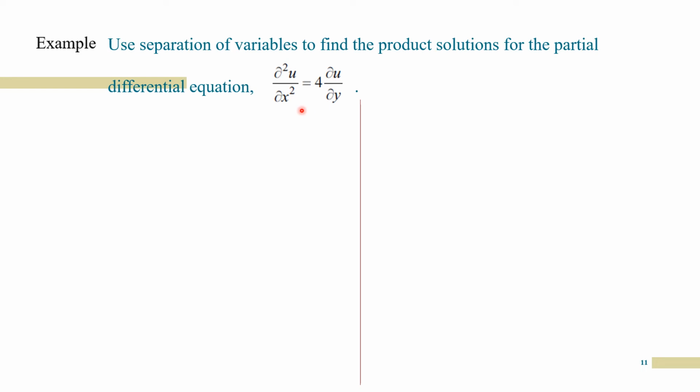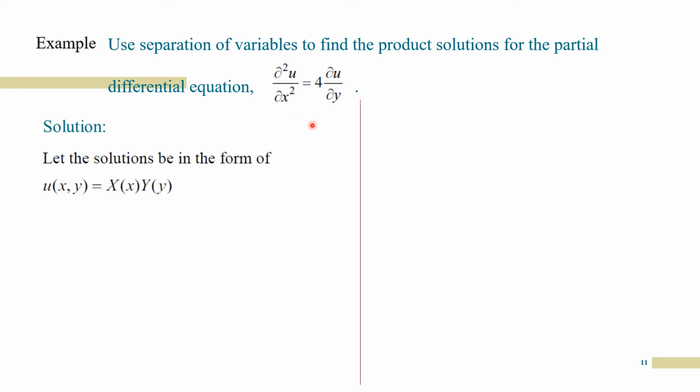Okay, so for this PDE, we know that the solution is in the form of u(x,y) = X times Y, where X is a function of the variable x alone and Y is a function of the variable y alone. So u(x,y) is a product of X and Y. So this is considered as the product solution for the PDE. Okay, so this is the given PDE.